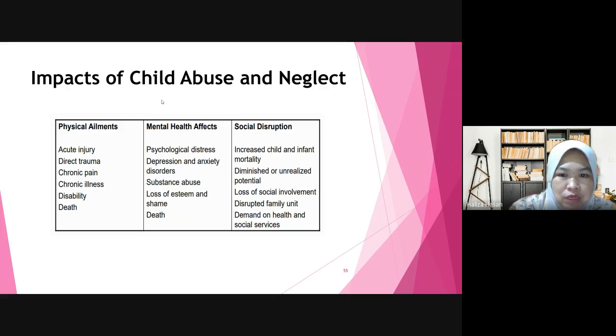Impact of child abuse and neglect: physical, mental health effects and social disruption. Physical impact includes injury, trauma, pain. For mental effects: psychological stress, depression, substance abuse, loss of esteem and shame, and death. Social disruption includes increased child and infant mortality, diminished or unrealized potential, loss of social involvement, and demand on health and social services.